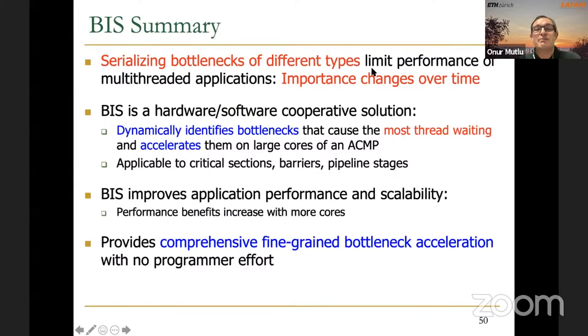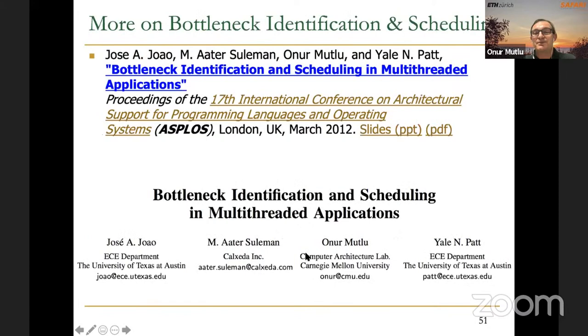I don't want to reiterate all the points that we discussed, but I think the key over here is BIS provides comprehensive finer-grain bottleneck acceleration with no programmer effort, assuming the programmer obeys some disciplined library-based parallel programming synchronization constructs. There's no effort required by the programmer. All of this can be done by the compiler and the library. And as a result, you improve both application performance and scalability. And that's the paper. Any questions?